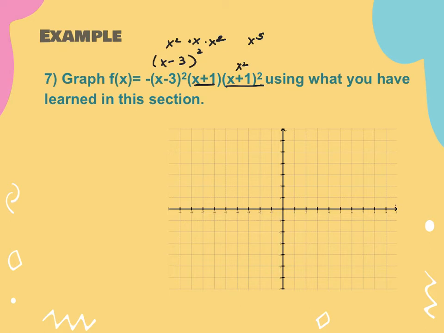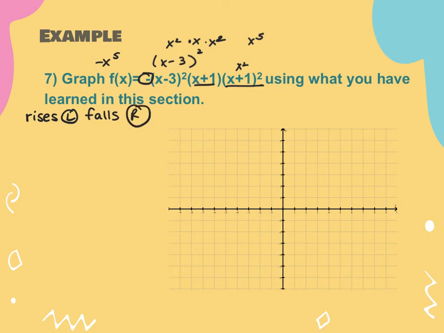They're there, okay? But the negative is still on the front, which means that the leading term here would be negative x to the 5th. That tells me the exponent is odd and the coefficient is negative, so this rises left and falls right.